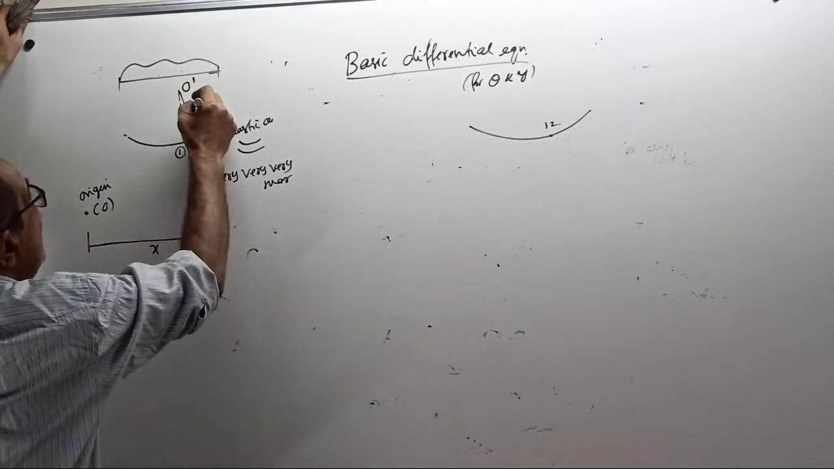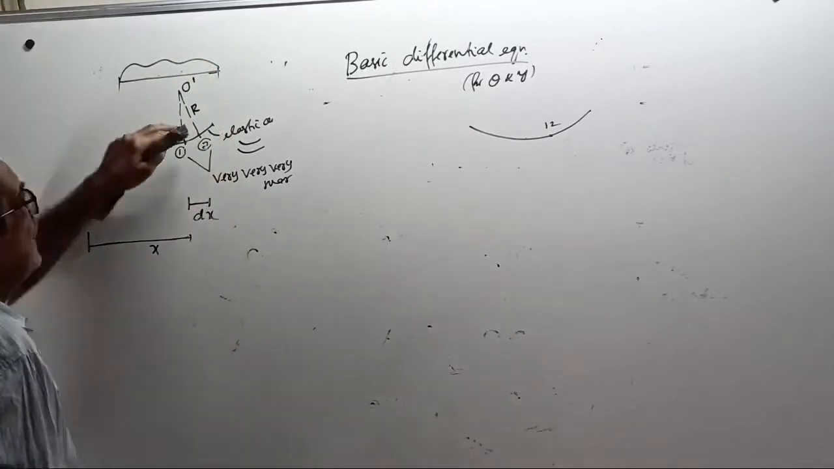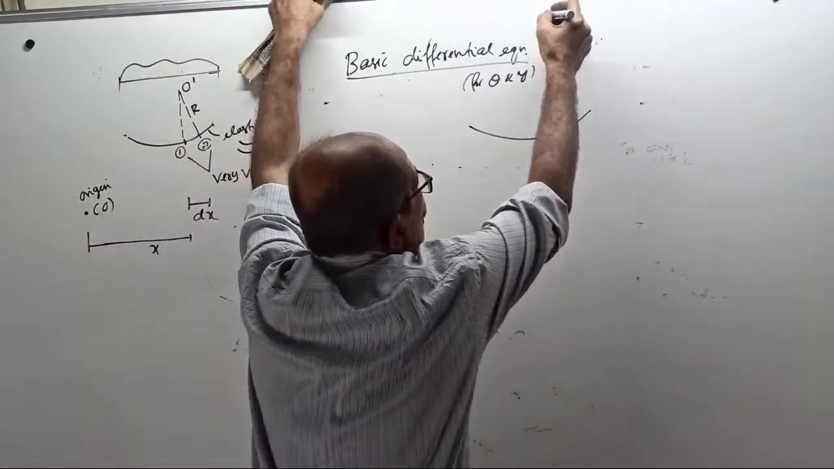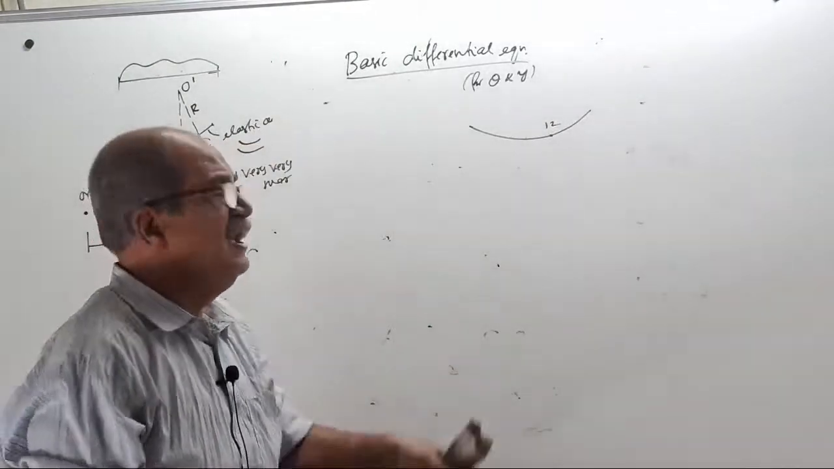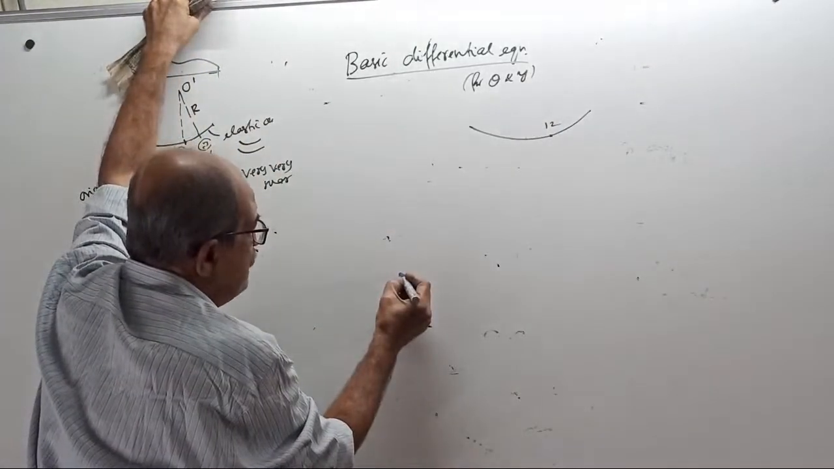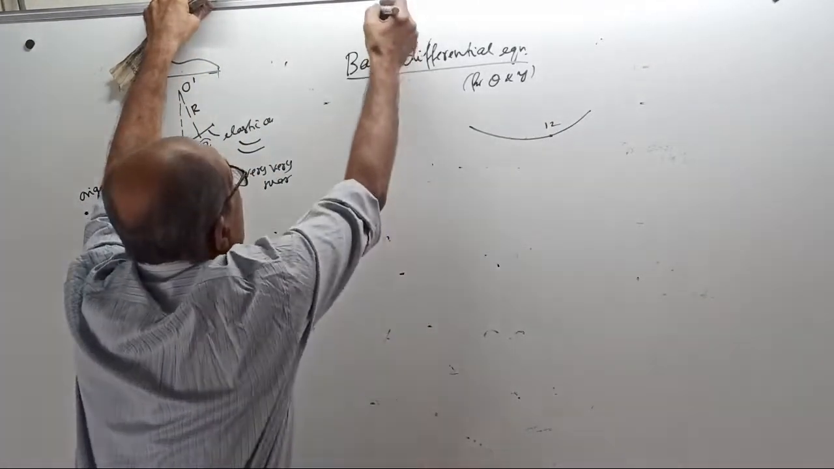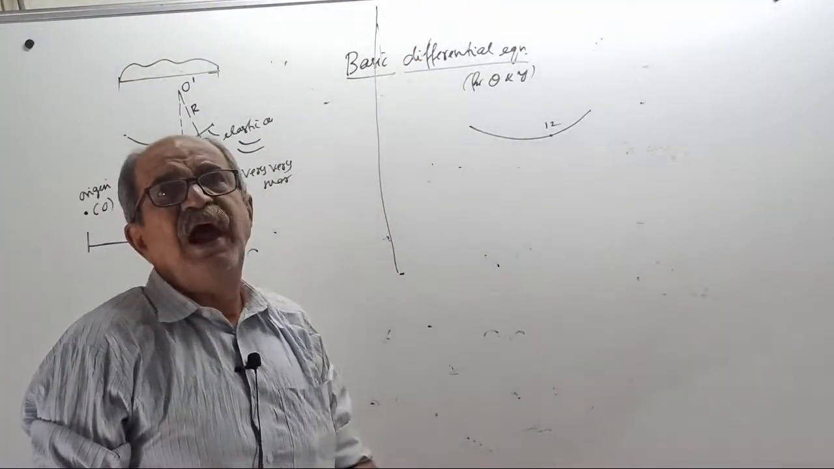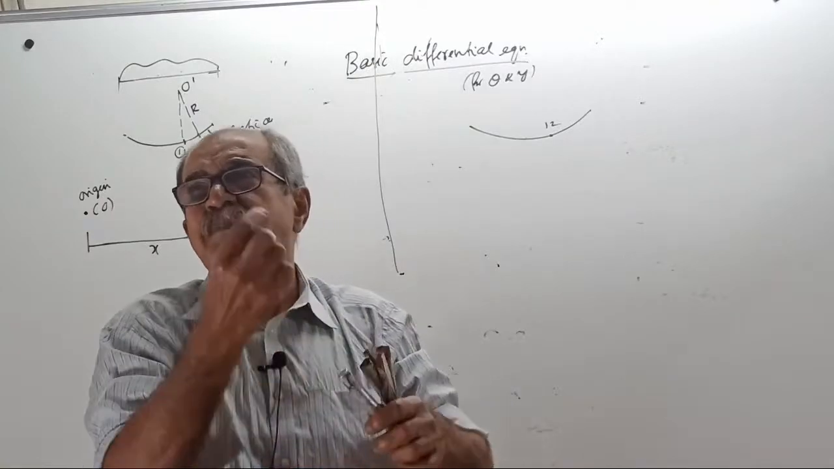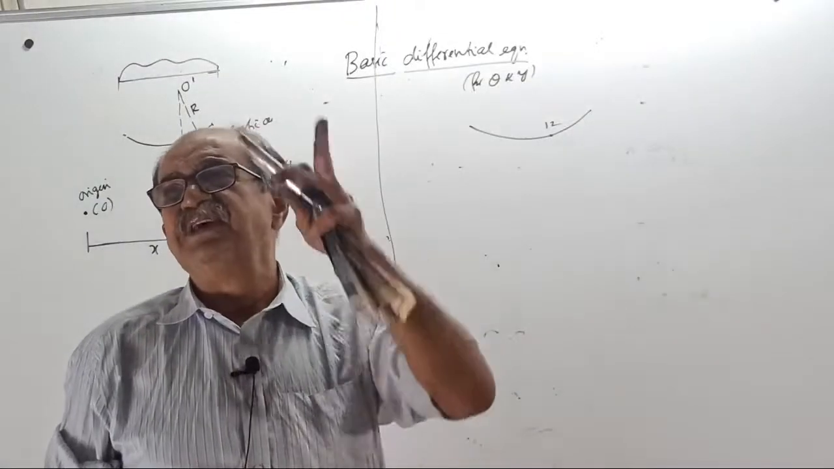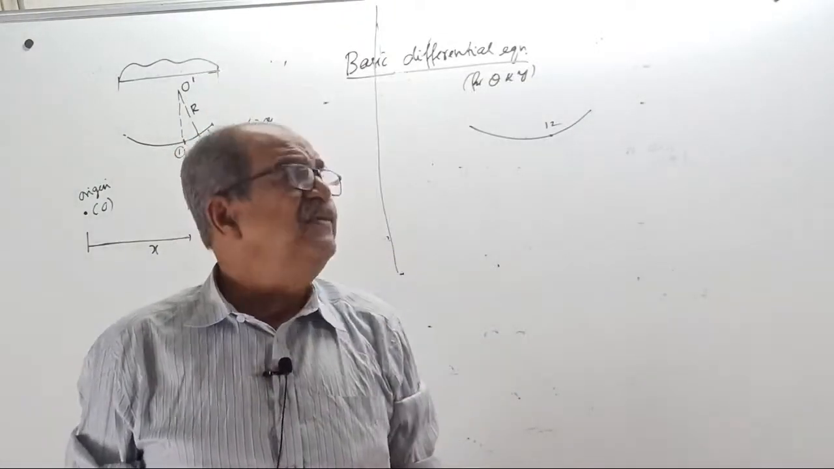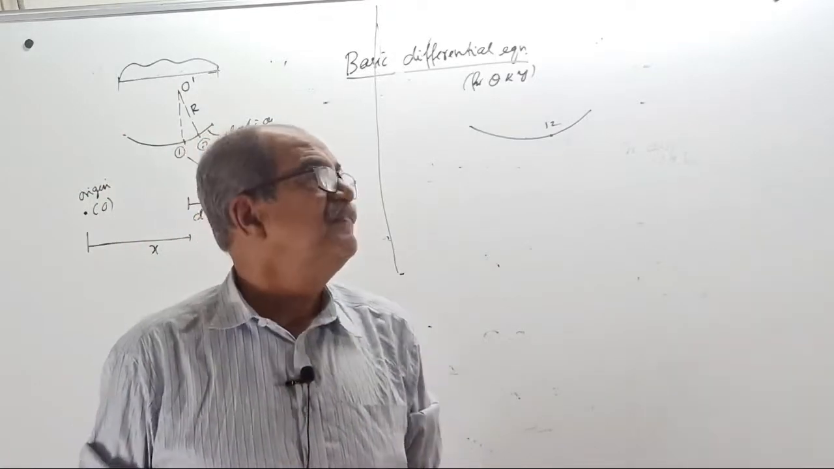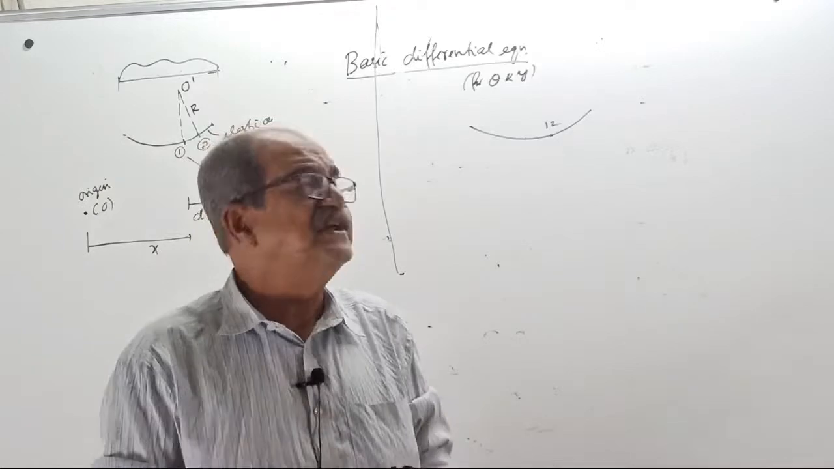This is radius r. For this beam, the radius will be so high that you can't make it out. For example, if the beam bends like this, the radius will come somewhere here. You can't imagine. I told you, for a beam, as the bending is lesser, the radius is very high. Very high radius means curvature is lesser. This I told you in the bending stress chapter.